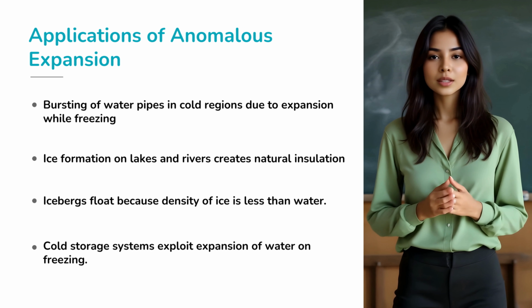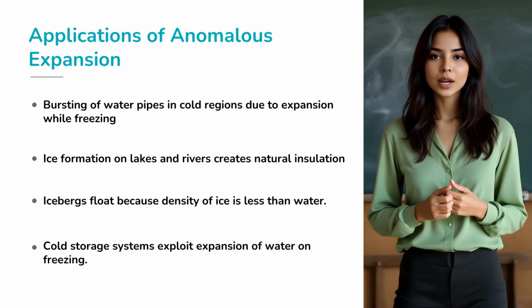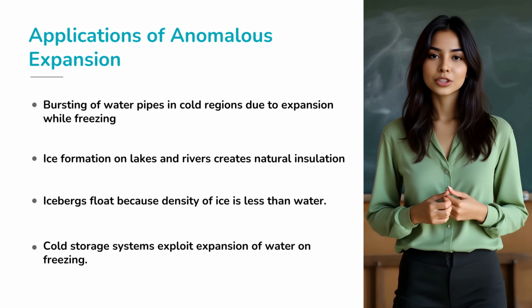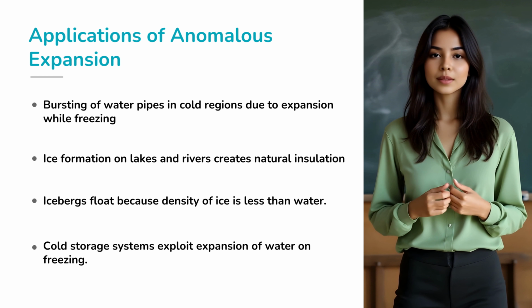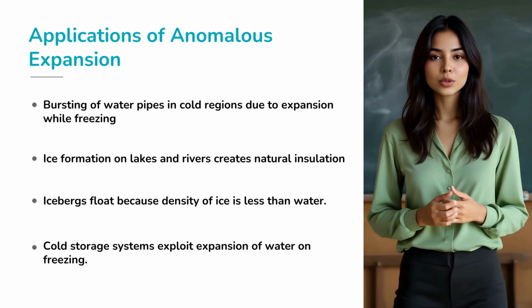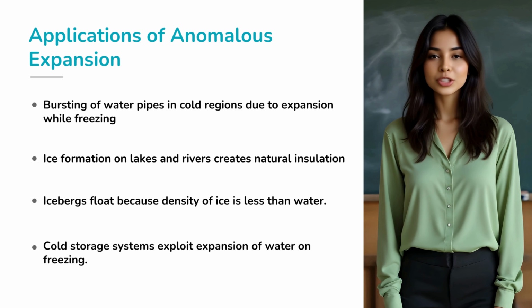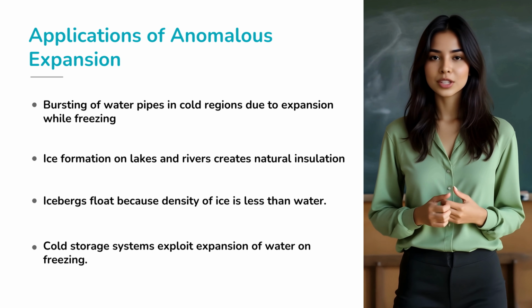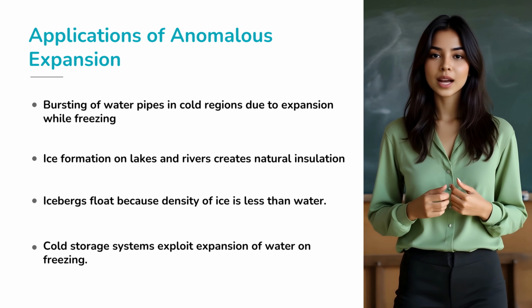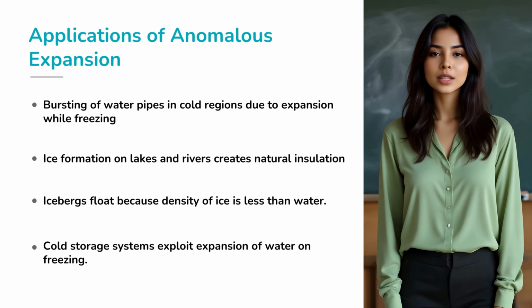Anomalous expansion has other fascinating consequences. Water pipes often burst in freezing regions because water expands as it turns to ice, exerting enormous pressure on the pipe walls. Icebergs float on oceans because ice is less dense, with about 1/9 of their volume above water. Even cold storage systems exploit the expansion of water during freezing. And in rivers and ponds, the frozen top acts as a protective blanket, allowing ecosystems to survive through harsh winters. So this anomaly is both a challenge, like bursting pipes, and a blessing, like preserving aquatic life.